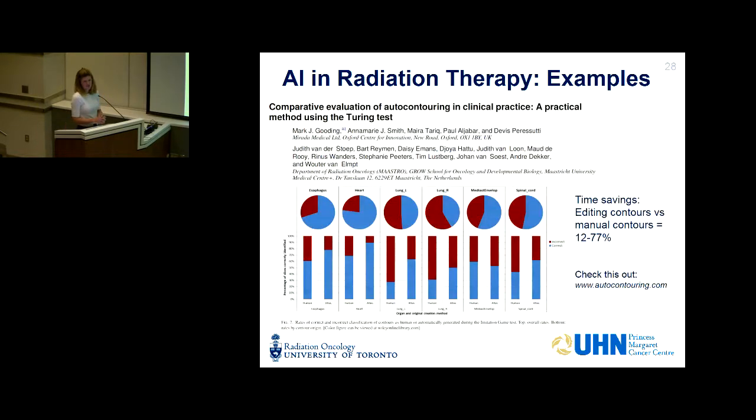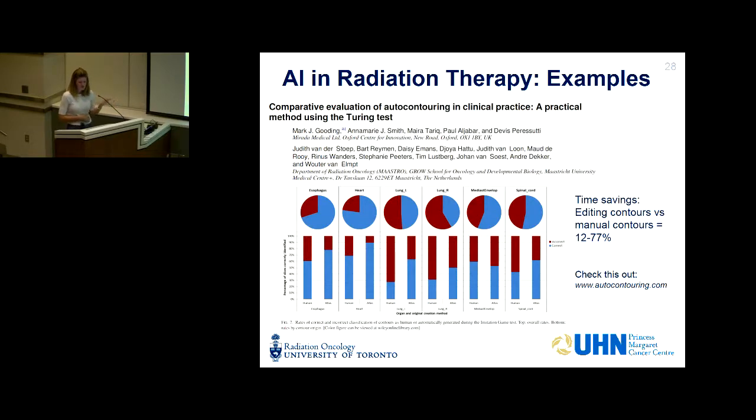So now let's get into some radiation therapy examples. Some of you are probably already thinking of examples that you've already seen or some cool places that it could be applied. These are just a couple of examples right now. So this is an example of auto-contouring, or the ability of a system to contour organs for planning.